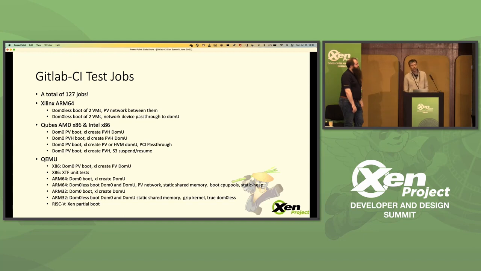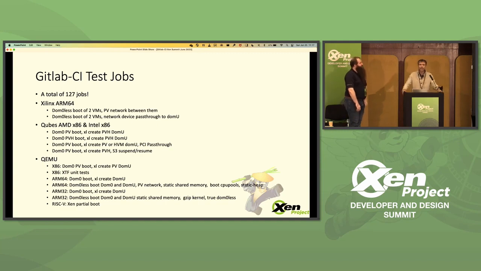We have 127 jobs today, including the build jobs and the test jobs. So this is an incredible amount, and I'm going to make the claim that we already test more things than OSSTest ever tested. We include S3 suspend resume tests, as well as detailed Dom0-less tests, all sorts of combinations. I'm not going to go through all of the tests that we have, because literally we have too many, but I'm going to tell you some of the ones we have.